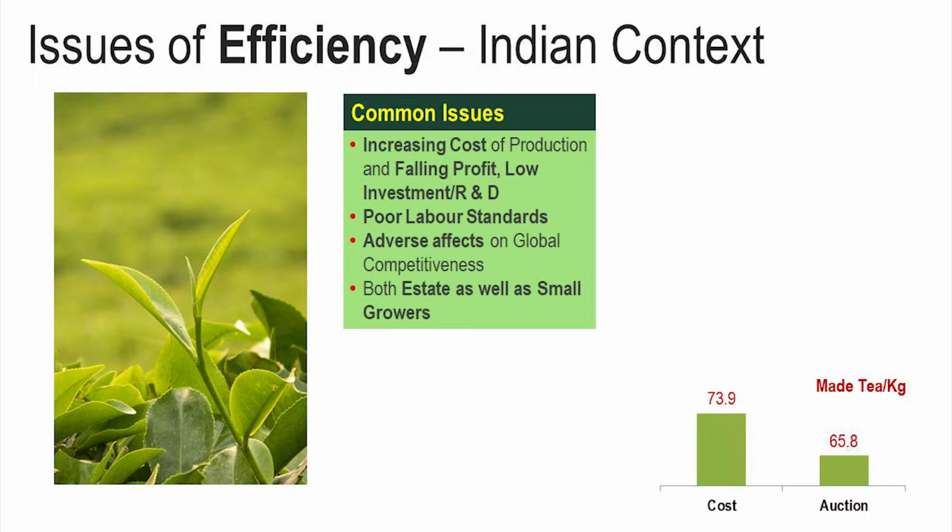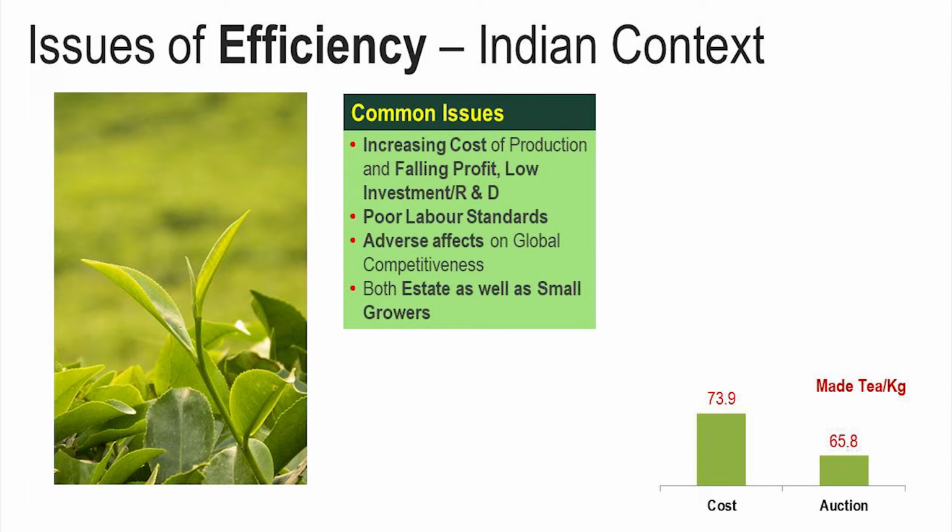Just to give you some sense, if you look at the idea of the falling rate of profit, you will see that the cost of production of made tea per kg is about 73.9, and the price it fetches on average through auction is actually 65.8. So this is the situation: if you have a higher cost than the auction prices it can fetch, then naturally there will be a question for profit, and that is happening right now.